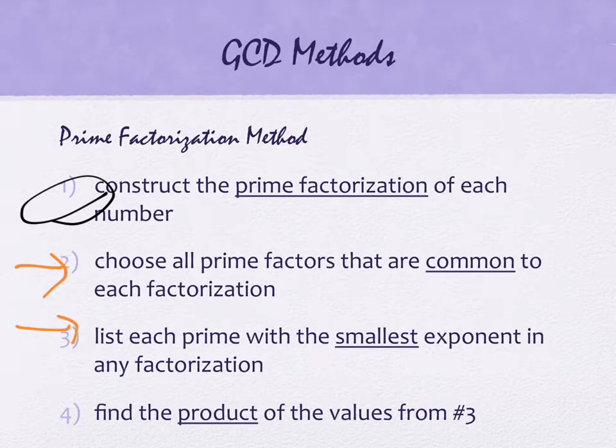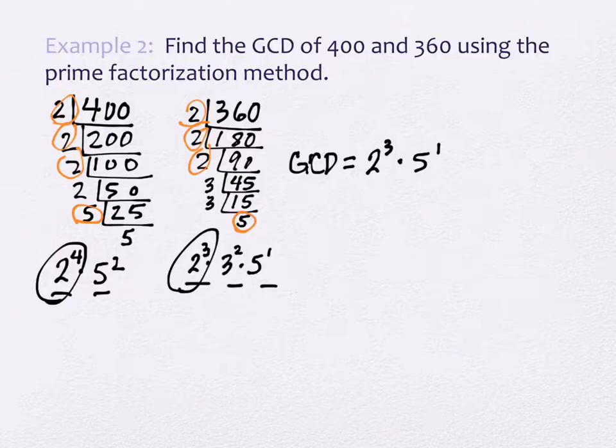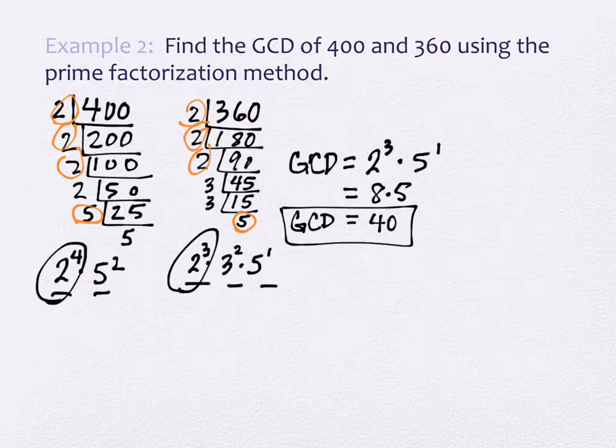Okay, the last thing then, well, that's actually 2 and 3. We did those. Step 4 says to find the product of the values from step 3. So what is 2 cubed? 8, and 8 times 5 is 40. So the greatest common divisor, or greatest common factor, those are the same thing, is 40.